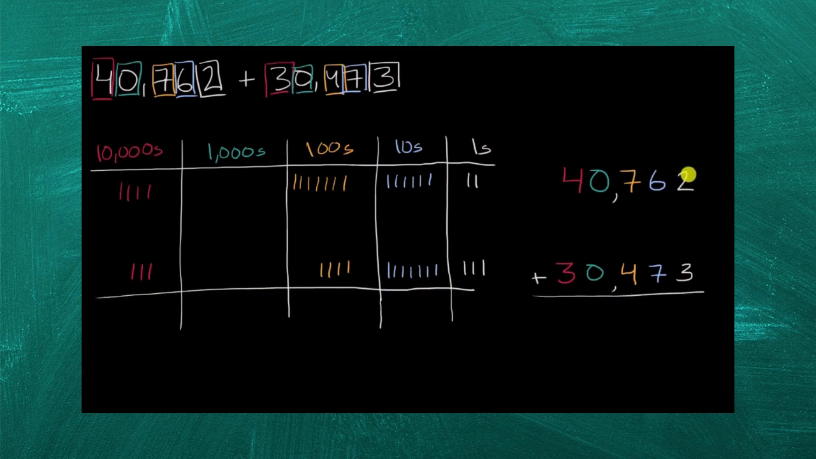So in the standard method, we would start at the lowest place. So we say, okay, 2 ones plus 3 ones is equal to 5 ones. And similarly, 2 ones plus 3 ones would be 1, 2, 3, 4, 5 ones. Fair enough, nothing fancy there.